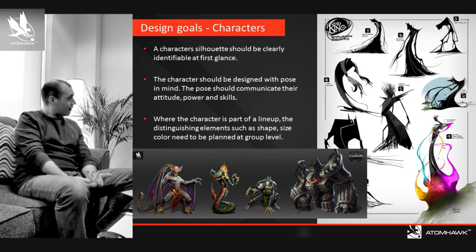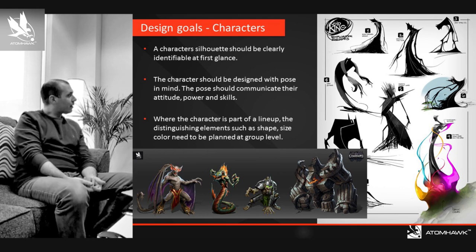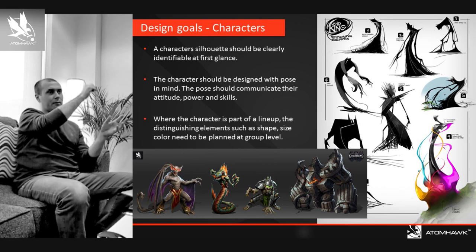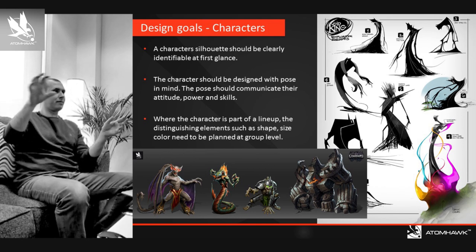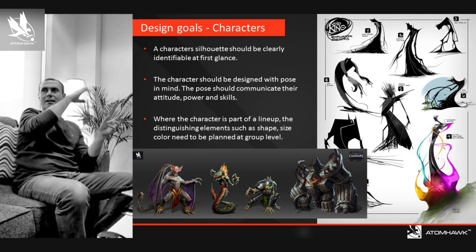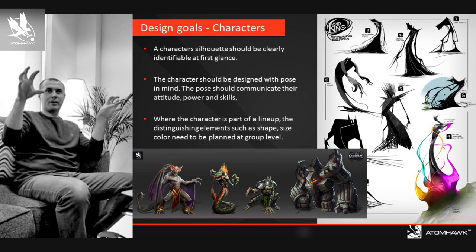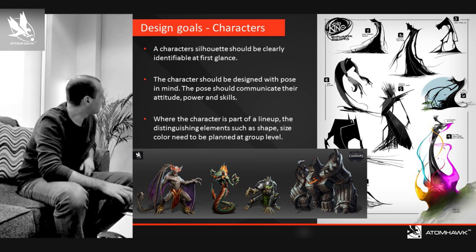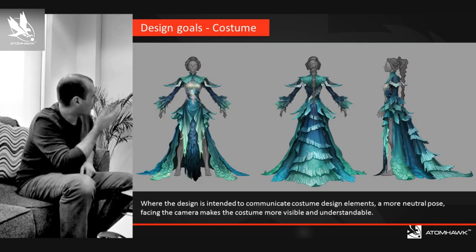And then also where the character is going to be part of a lineup, you've also got to think about the lineup itself. And it can really help to do a quick sketch lineup of, you know, six shapes, like with the Aladdin example that I showed, just to define where each of these characters fits in a hierarchy, and then start to design the character.